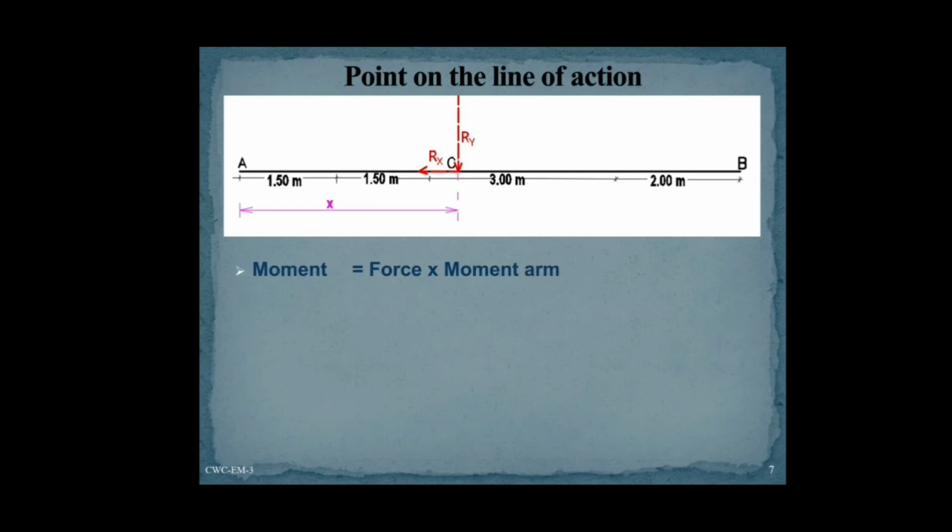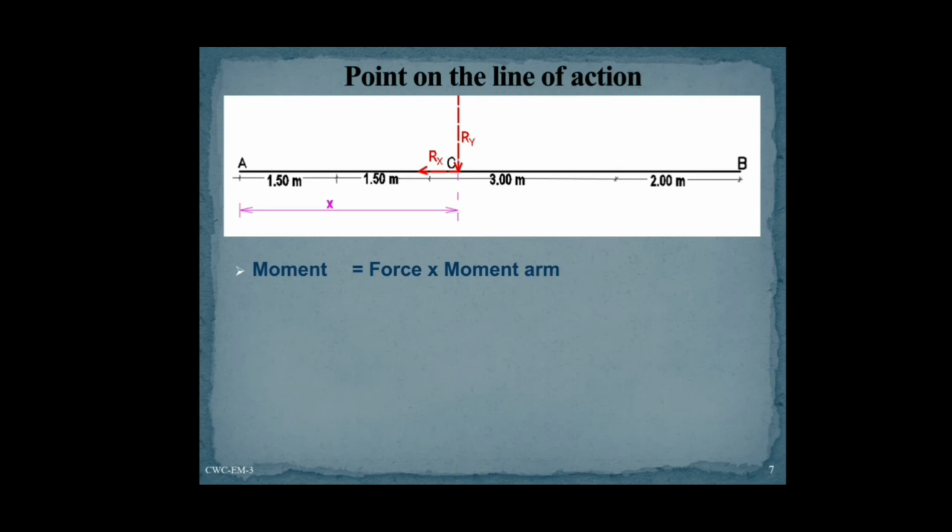Now let's see how to calculate the moment due to the resultant. Moment is equal to force into moment arm, and it is always expressed about a particular point, and this point is known as the moment center. Here, since we have considered x as the distance from A, we can consider the point A as the moment center. Here the forces are Rx and Ry. Moment arm is the perpendicular distance of the line of action of the force from the moment center.